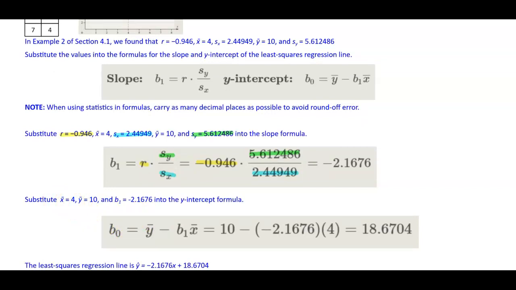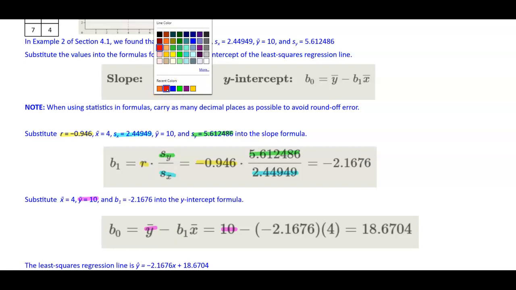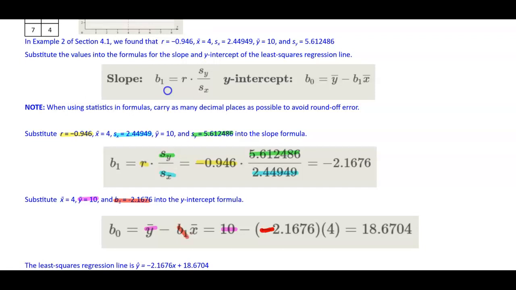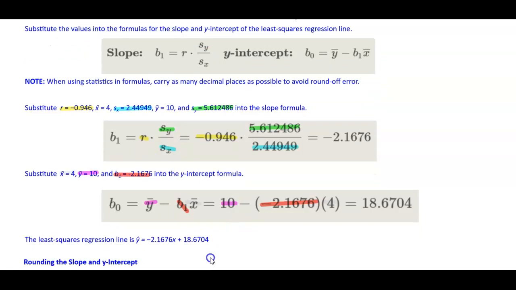So we know that the value of y bar is going to equal 10. So we're going to put 10 in for y bar. Okay, and then we know we're going to subtract the slope that we found in the previous step. So we know that the slope here is minus negative 2.1676. Okay, and then we're going to multiply that by the mean of the x values. So we know that the mean of the x values is 4. So we have 4 there. Okay, so now let's go ahead and do that.